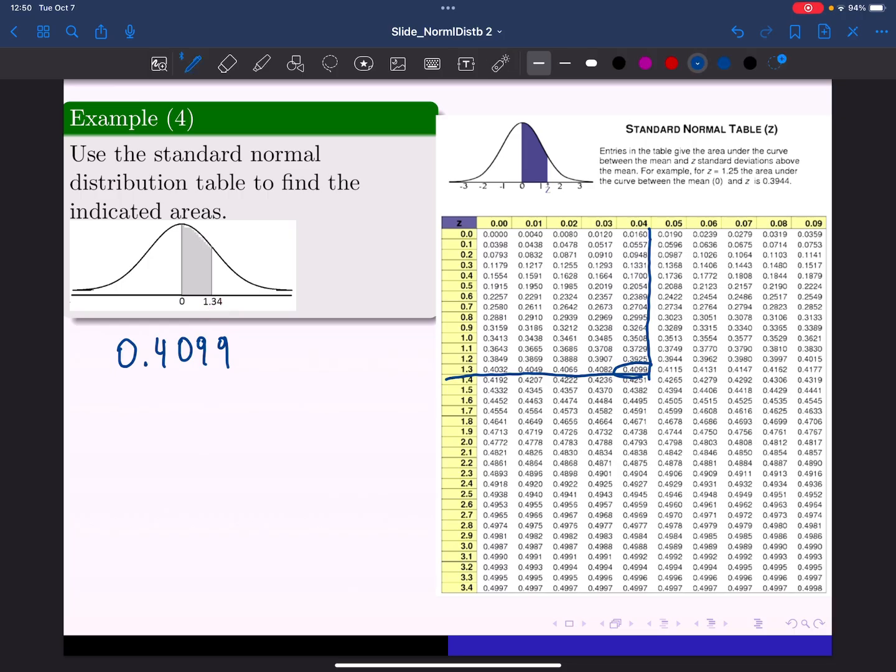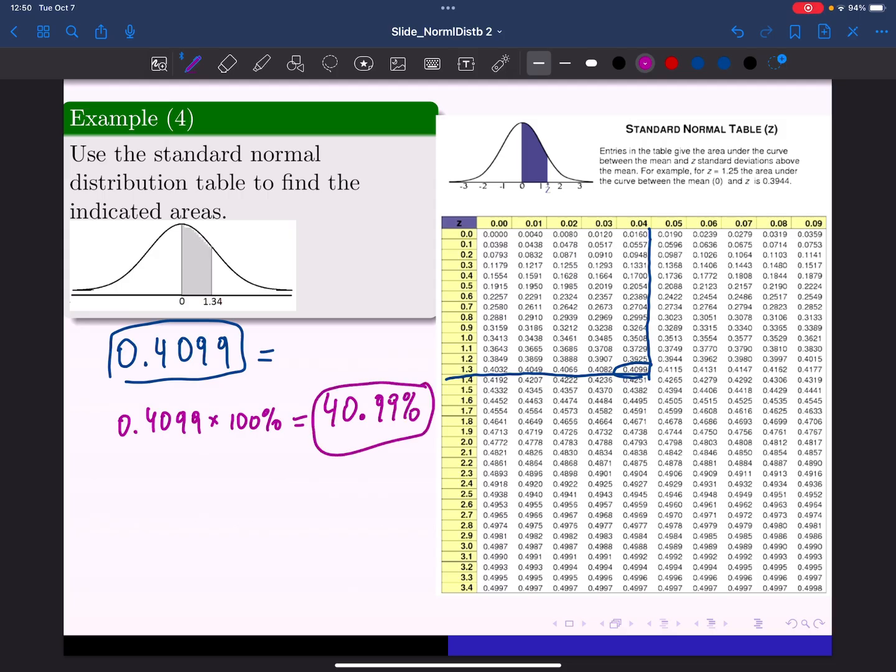We can also change this to a percentage. If we simply multiply this by 100%, we're going to have the percentage, 40.99%. So 40.99% of the data lies under this curve between 0 and 1.34 standard deviations. So this we can write as a percentage, 40.99%.